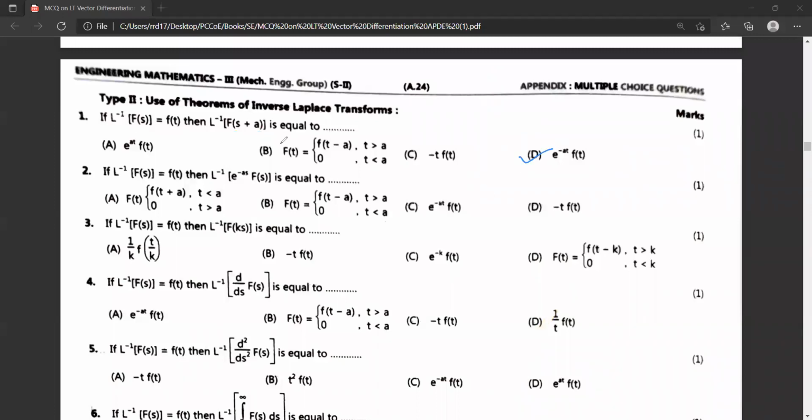D, correct. Now see, there is a difference between these two. Most of you will get confused with this. So here e raised to minus as, if you are shifting, multiplying by e raised to minus as, then that time the answer becomes t minus a.